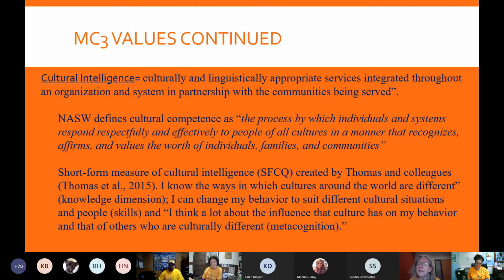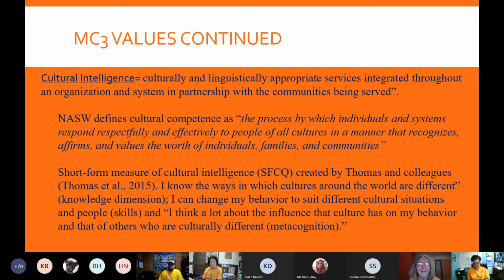And we actually talk about these things in our meetings as well. And we've had some workshops just gaining that cultural competence: the process by which individuals and systems respond effectively to people of all cultures. I think that's really important. And I just included here a short measure of cultural intelligence, because you can actually measure this, and see how people can change their knowledge, skills and attitudes through gaining training in cultural intelligence.